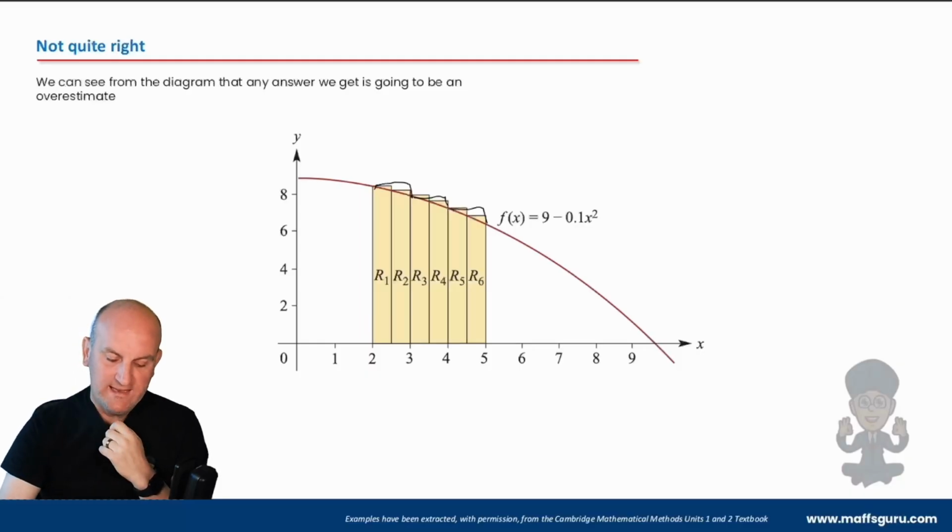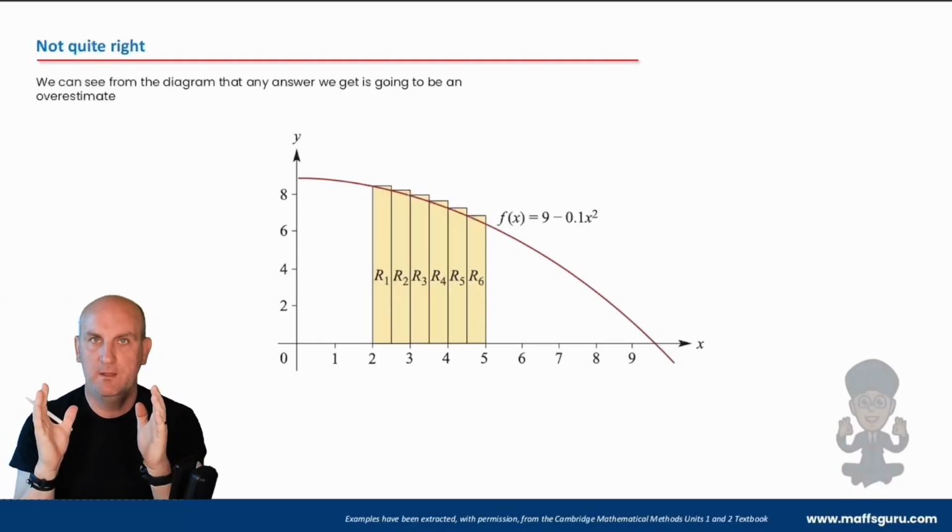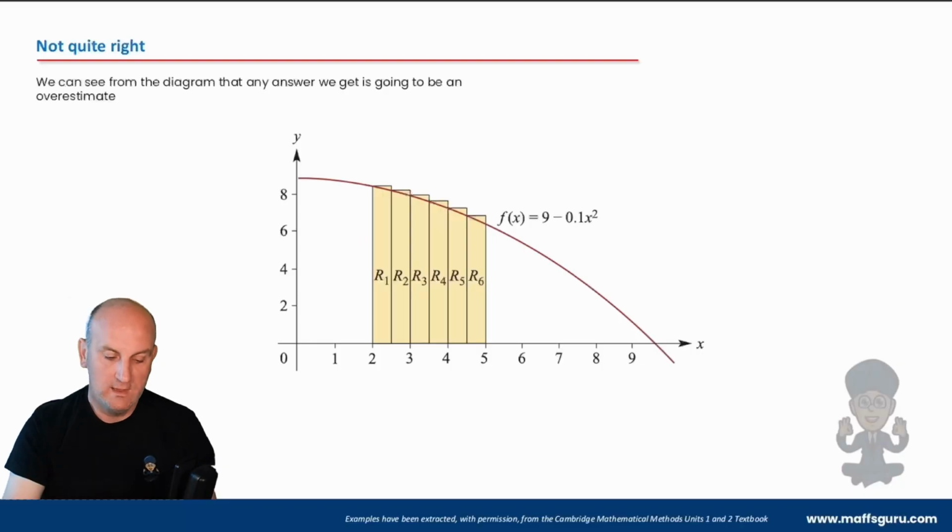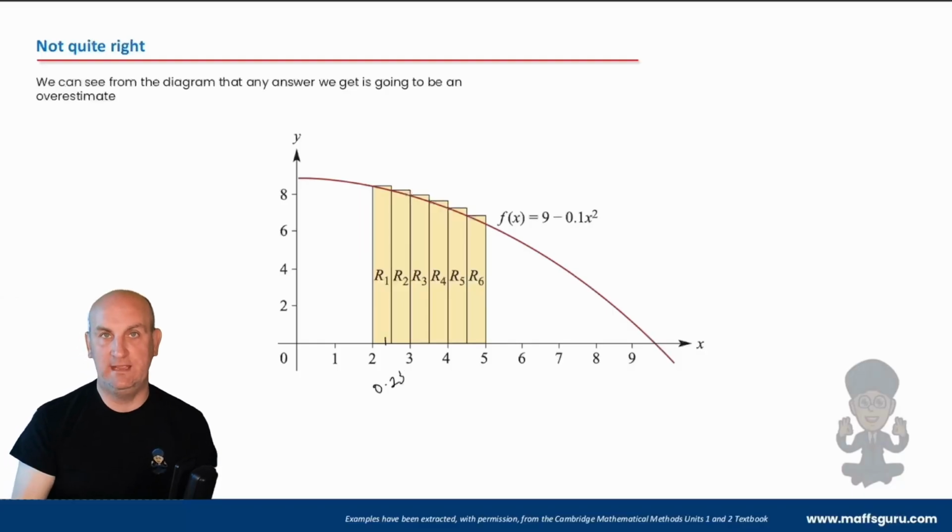Ah, well, if that's the case, and I've got an overestimate with really wide bars, could I make my bars narrower? Well, I could do. And absolutely, if I was to make these bars 0.25 rather than 0.5, then our estimate would actually be a lot closer to the actual value.